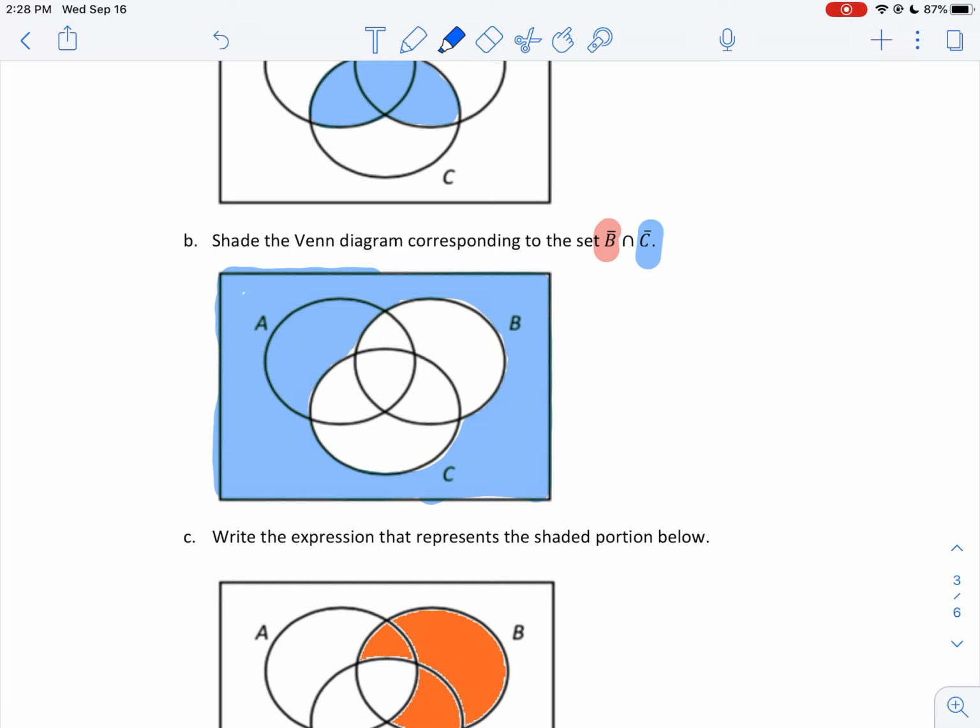So we want everything that's not in B, sorry, and not in C, because this is an intersection right there. And that is what I just shaded. That's everything that's not in both. Everything not in B intersect with everything not in C.